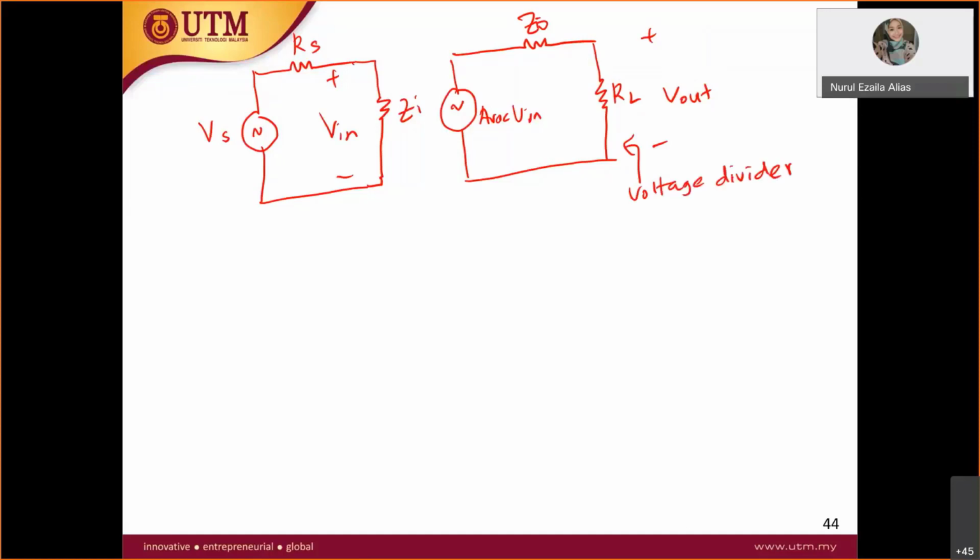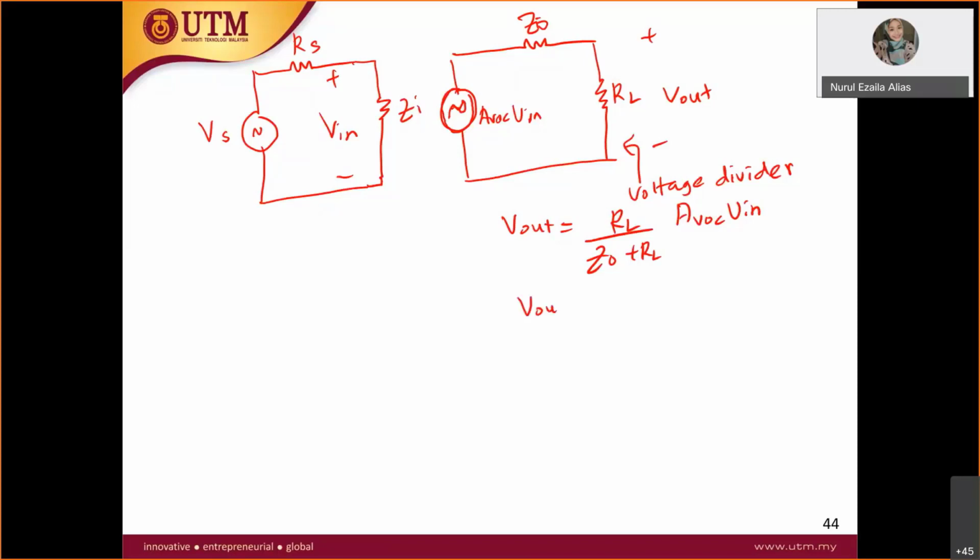Okay, you will get your V out equal to RL over Z out plus RL times the voltage here. The source voltage here is given by AVOC times V in. AVOC is usually given. This is a gain factor which is given. Therefore, you can rearrange this part and take out the V in here.